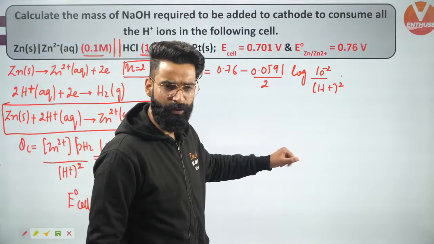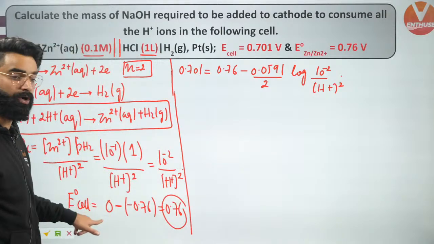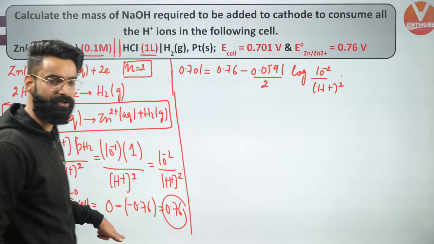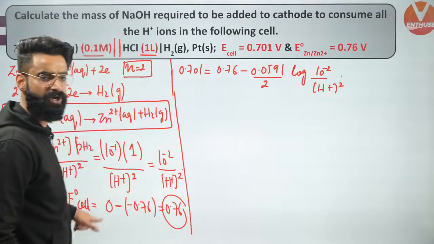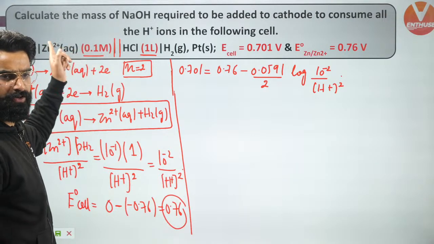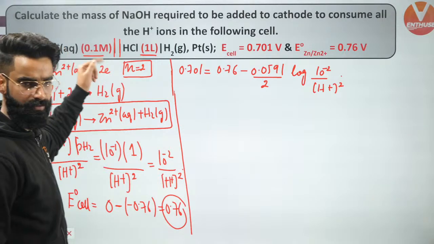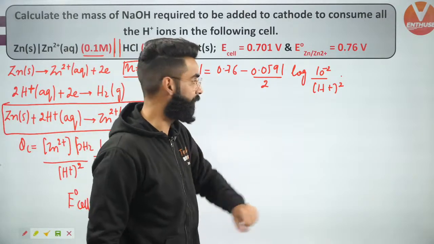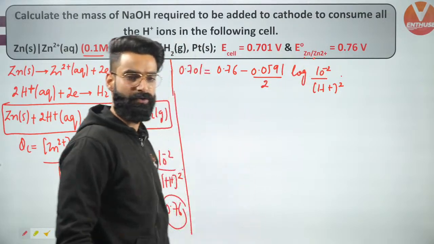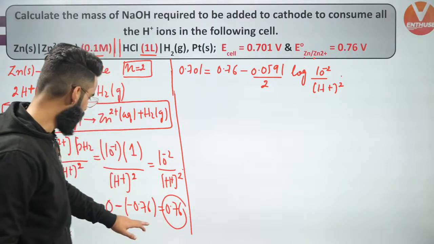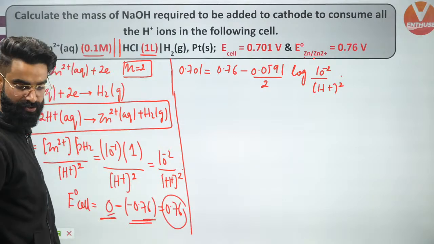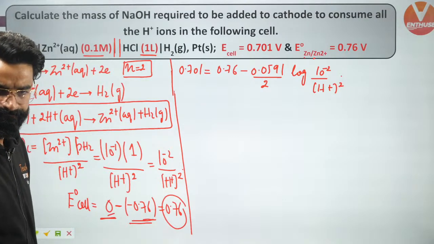Why have I taken minus 0.76? Because right here E naught cell is equal to E naught of cathode minus E naught of anode. For cathode as well as anode, I need to take their standard reduction potentials. This is the standard oxidation potential of anode. That's why I reversed its sign. It got converted into standard reduction potential. And over here, I took the standard reduction potential of anode, and this is the standard reduction potential of cathode, which is your hydrogen electrode right here. Got it?